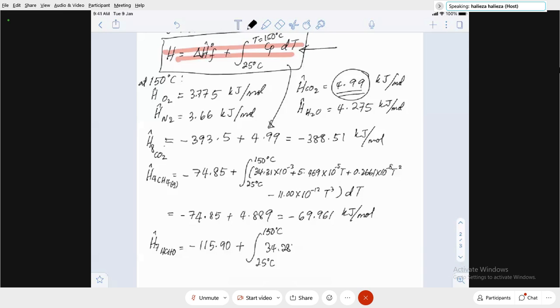44.28 times 10 to the power of negative 3 plus 4.268 times 10 to the power of negative 5 T. You don't have the T to the power of 2 there because it's 0. So you are left with the final term, 8.694 times 10 to the power of negative 12 T, not to the power of 2 but 3, with respect to temperature T2.